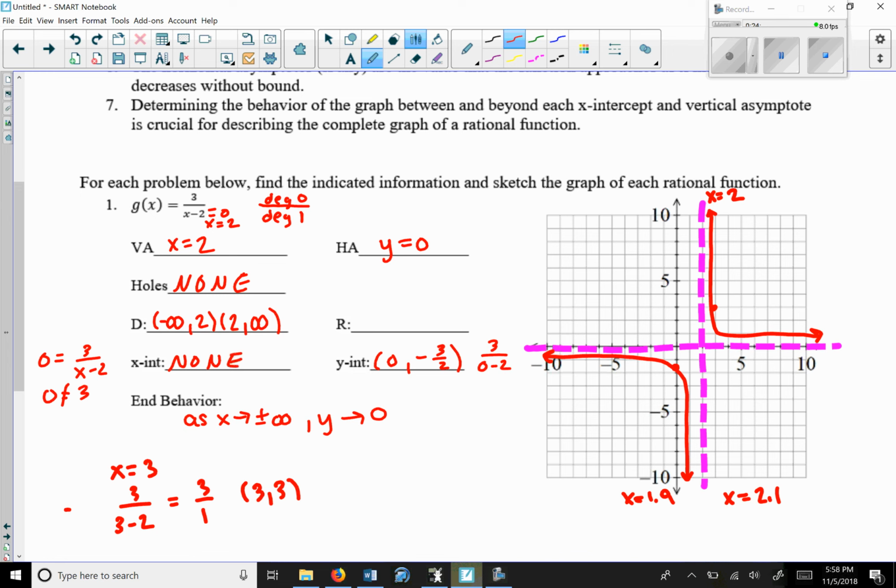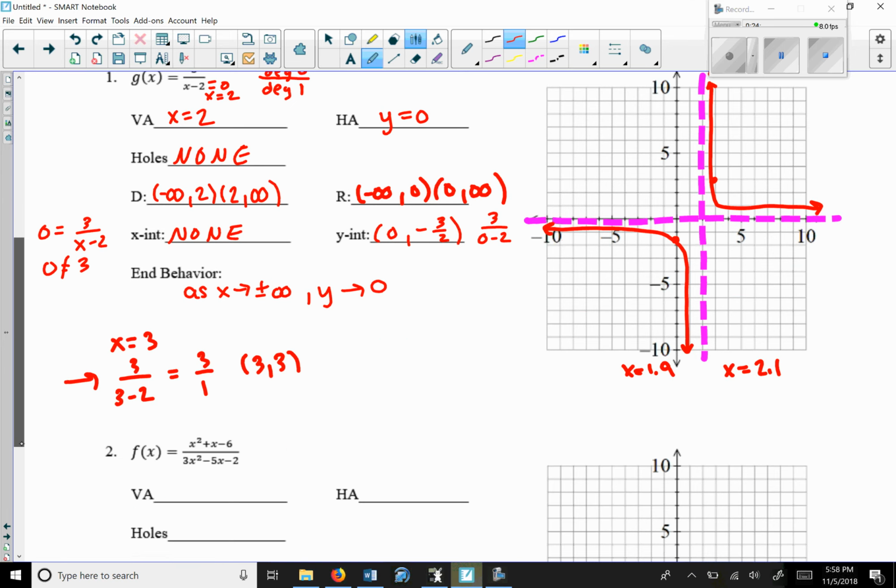But if it helps you to actually plug values in to see where and what regions you would be, that would be fine. Now that I have something graphed to the left and the right of my vertical asymptote, I know my graph is complete. And so my range is all real numbers except we don't have any y values of 0, so negative infinity to 0 and 0 to infinity.